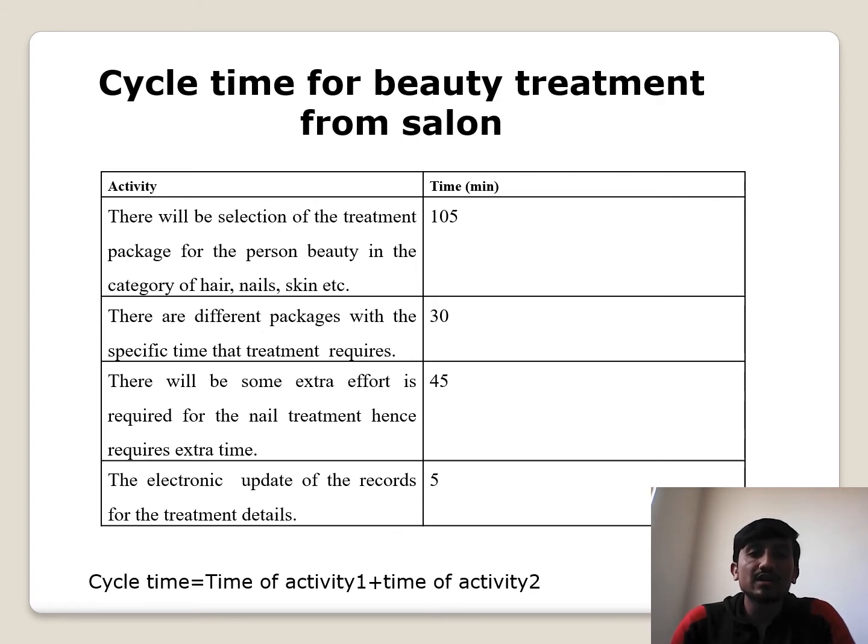There are different activities. There will be a selection of the treatment package for personal beauty in the category of hair, nails, skin, etc. There are 105 minutes in this activity. There are different packages with specific times. Their treatment requires 30 minutes. Some extra effort is required for the nail treatment, hence it requires extra time, 45 minutes. The electronic update for the records for the treatment details takes 5 minutes. Then we can go on to the next slide.